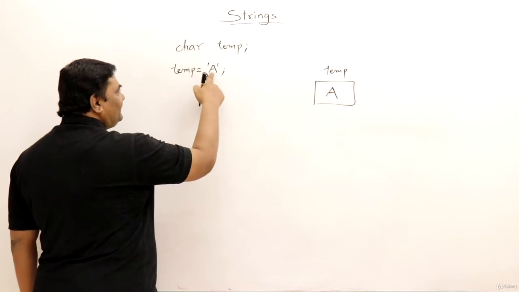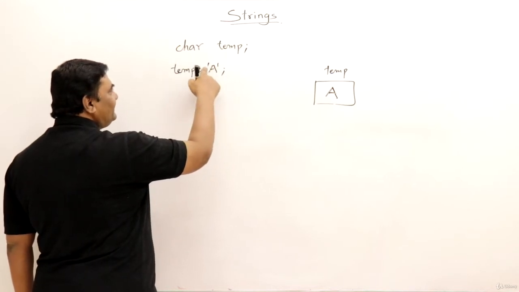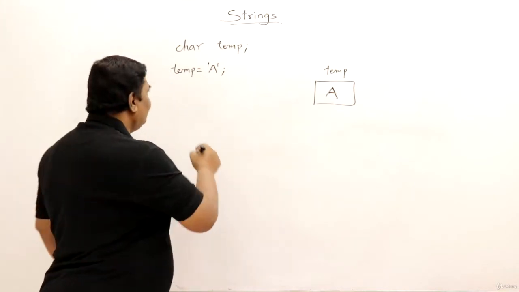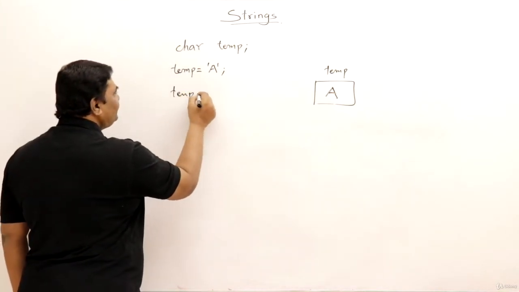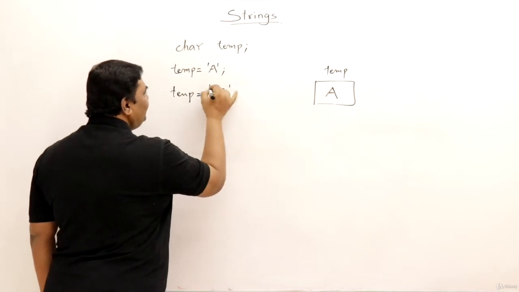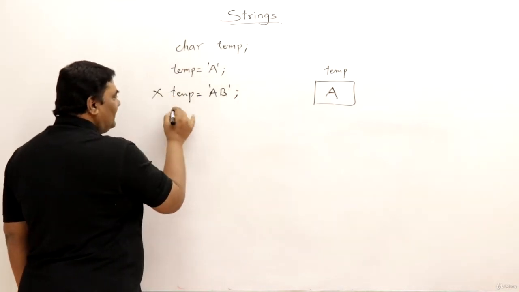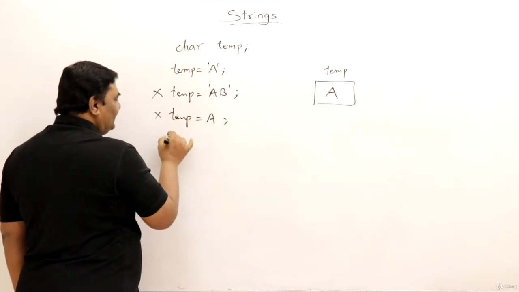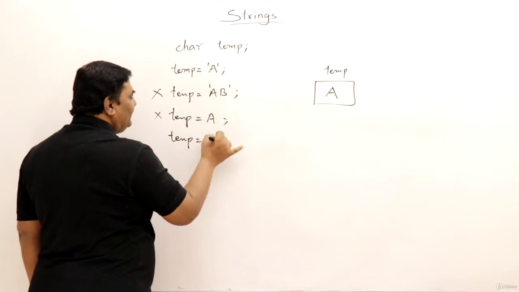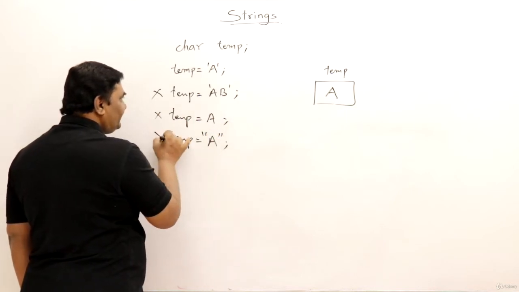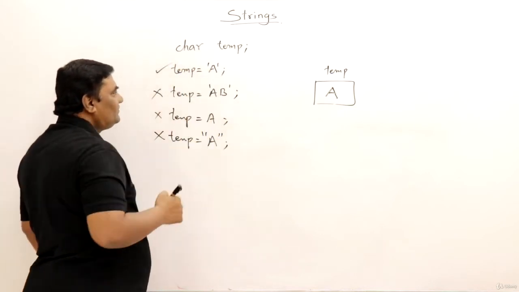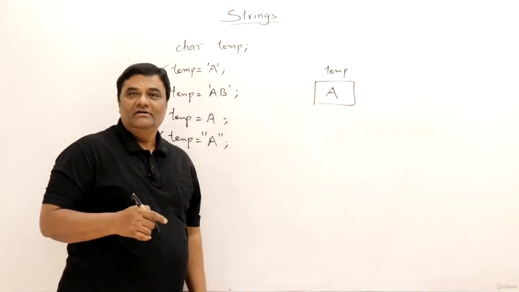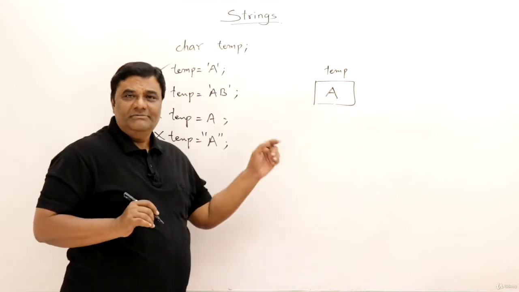For giving a character constant, it must be in single quotes, and we can give only a single alphabet. For example, if I write temp assign A and B in quotes, this is wrong. If I write simply A, this is also wrong. If I use double quotes, then also it's wrong. It should be in single quotes, with only one single alphabet, then that will be stored here.